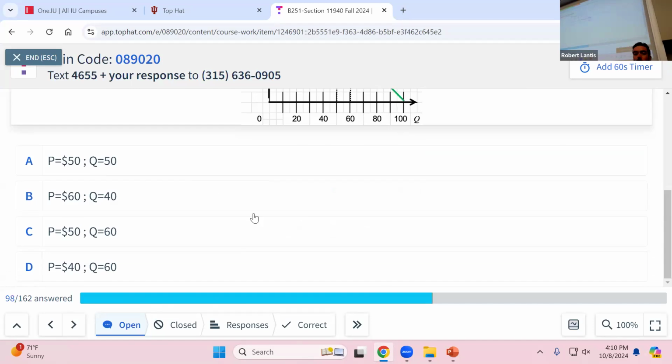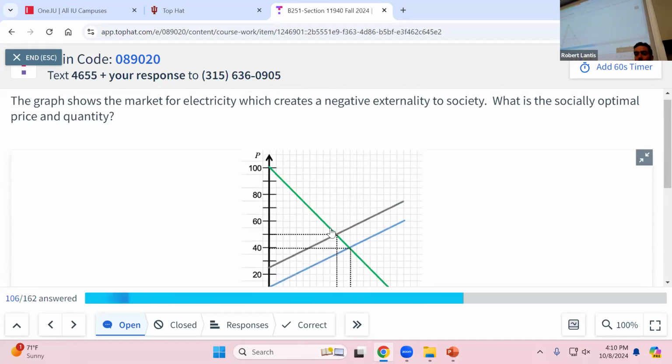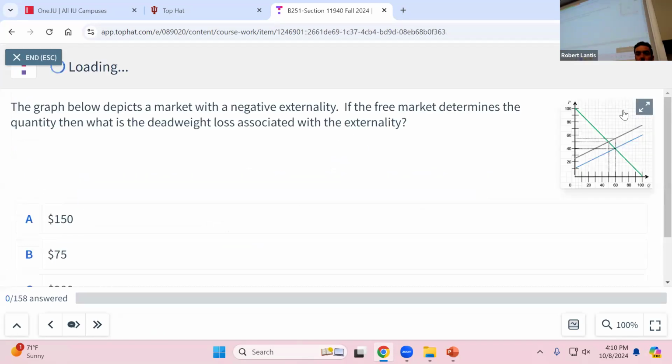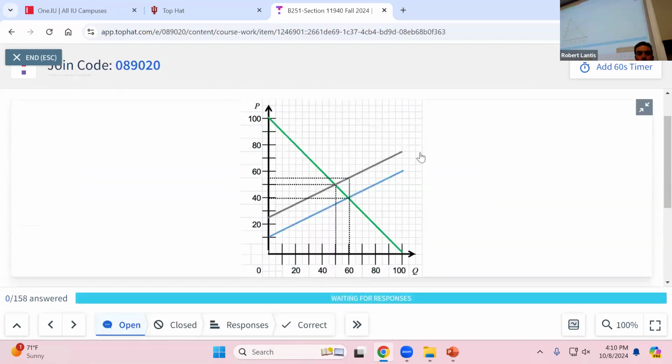50 and 50, all right? We kind of said that's where society wants it to be, okay? And I might draw this out here in a second just to kind of prove this to us. So here's going to be one.